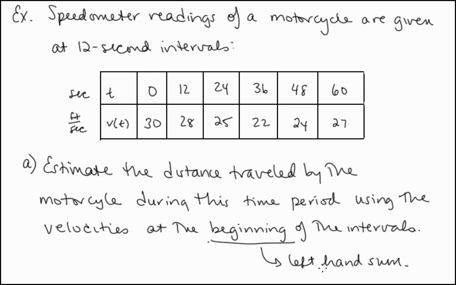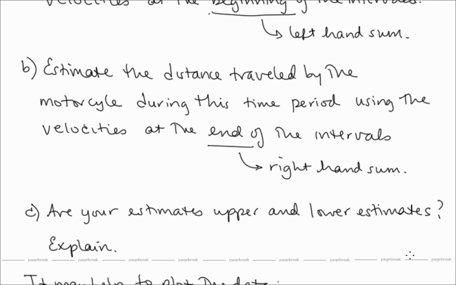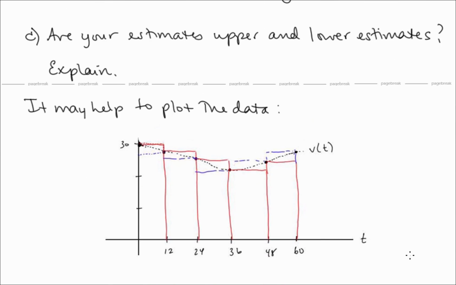Now notice that it says using the velocities at the beginning of the intervals. That's talking about a left-hand sum. And then in part B, they ask us to do the same, but they say take the velocities at the end of the intervals. That's going to be a right-hand sum. And then they want to know if the estimates are upper and lower estimates, and we should explain. So to start, I think it helps to plot the data. So the points here are the data points that we're given. And now these are velocity values at given time values, and they're asking us to estimate the distance traveled.